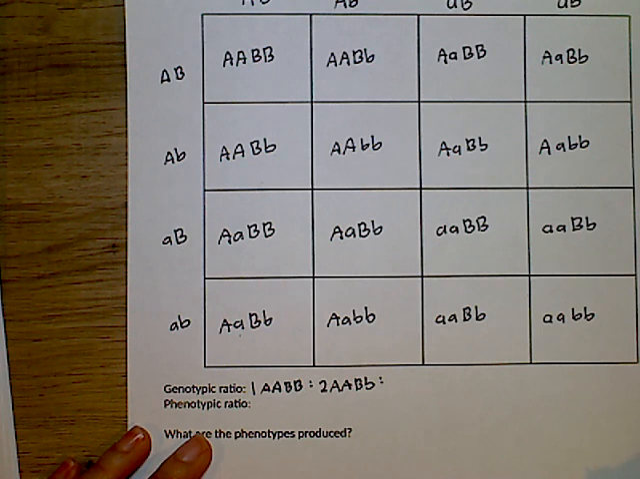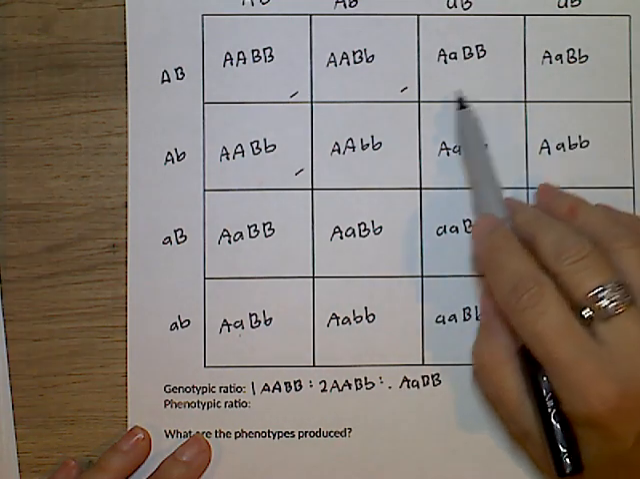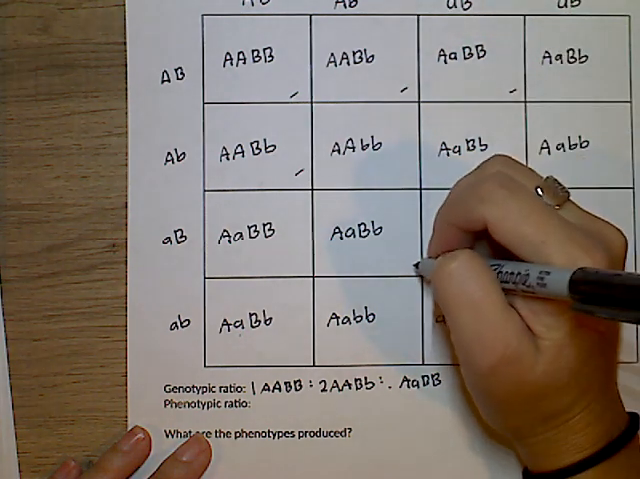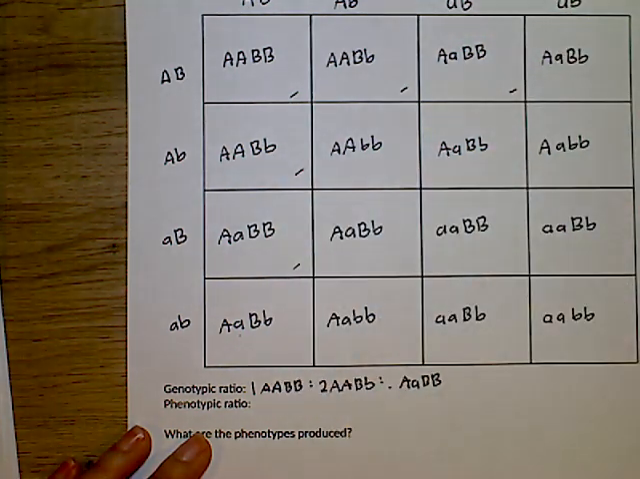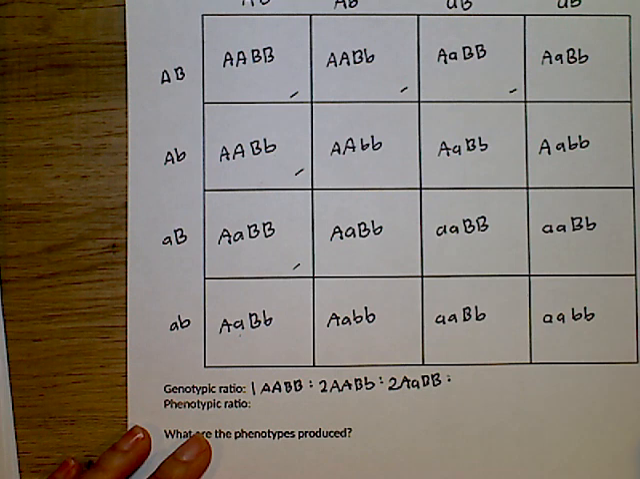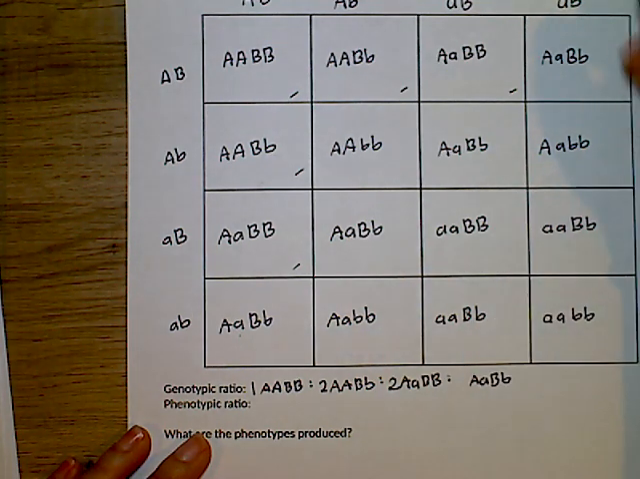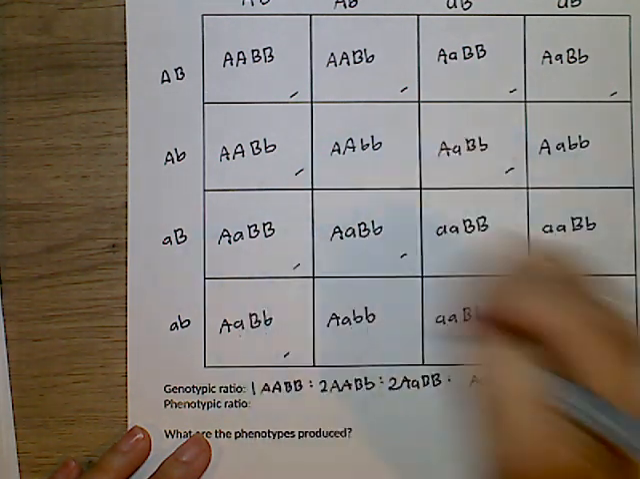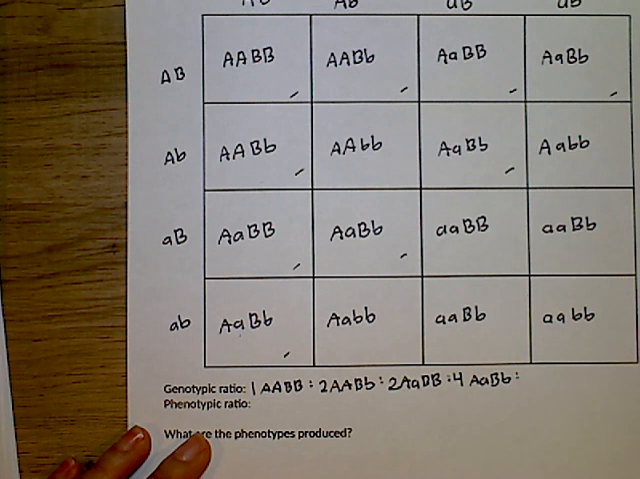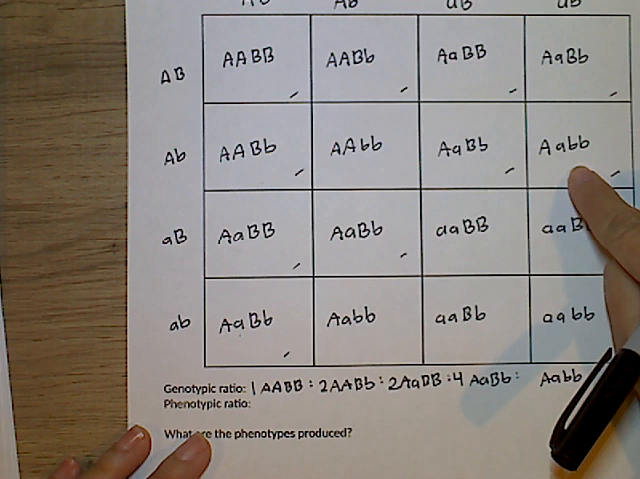Another possibility I see is this one. Big A, big B, big B. We've got one, two of those. We can also have heterozygous for each, so big A, big B, little b. And I see one, two, three, four of those. And then I see this one here, big A, little b, little b. One, two.